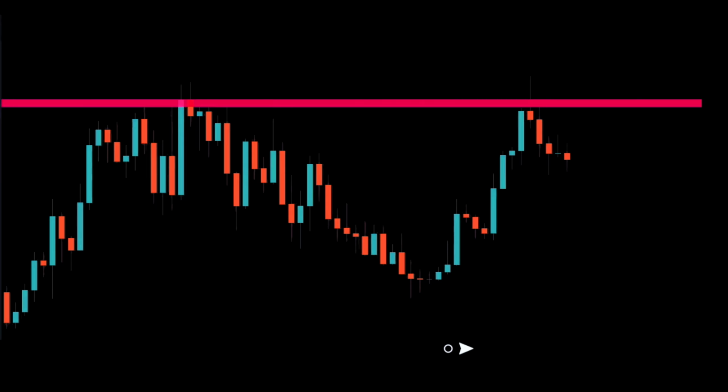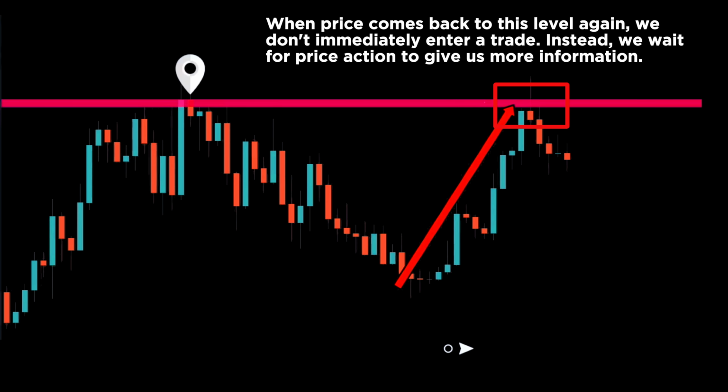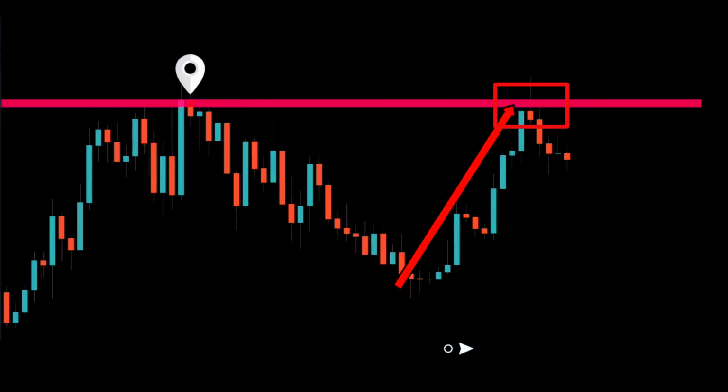First, look to the left side of your chart. You may notice that price previously reached a level and then reversed sharply. This tells us that the area could be an important resistance level. When price comes back to this level again, we don't immediately enter a trade. Instead, we wait for price action to give us more information. What you do is you wait for price action to form at these key levels before deciding what to do.